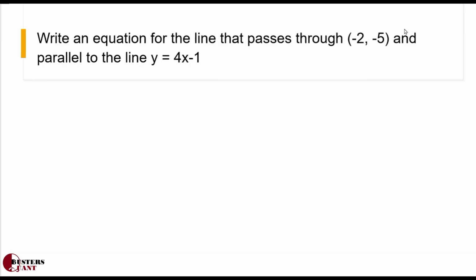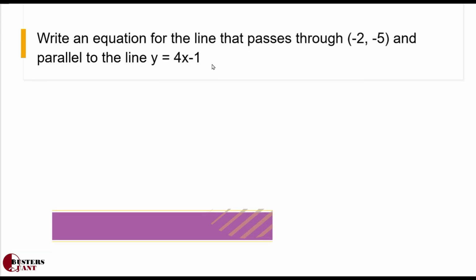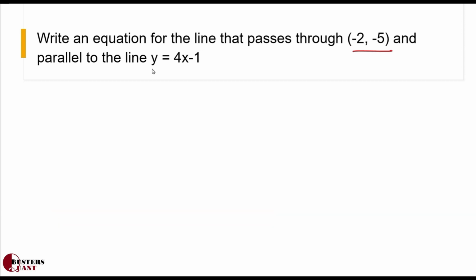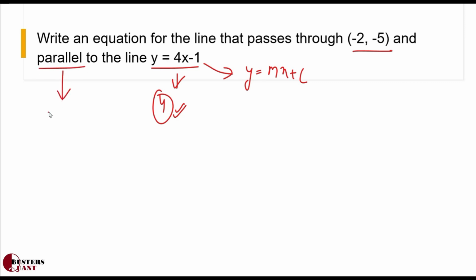This is the question. Write the equation of the line that passes through this point and is parallel to this line. So how to do this? First of all, the slope of this line is equal to 4, because if I compare this with y equal to mx plus c, I get m equal to 4. Now the line which we need to find is parallel to this. That means the slope of that line is also equal to 4, because parallel lines have the same slope.